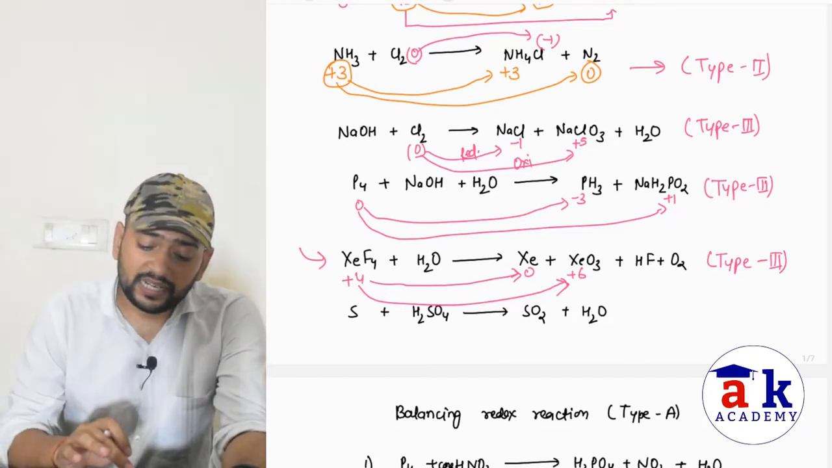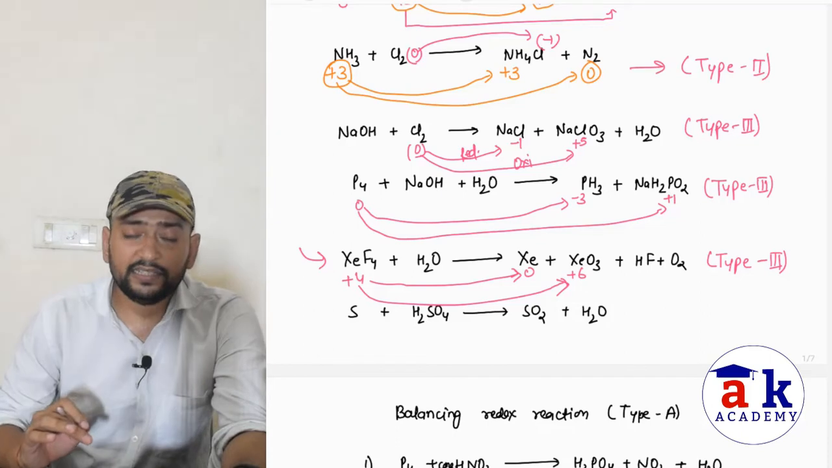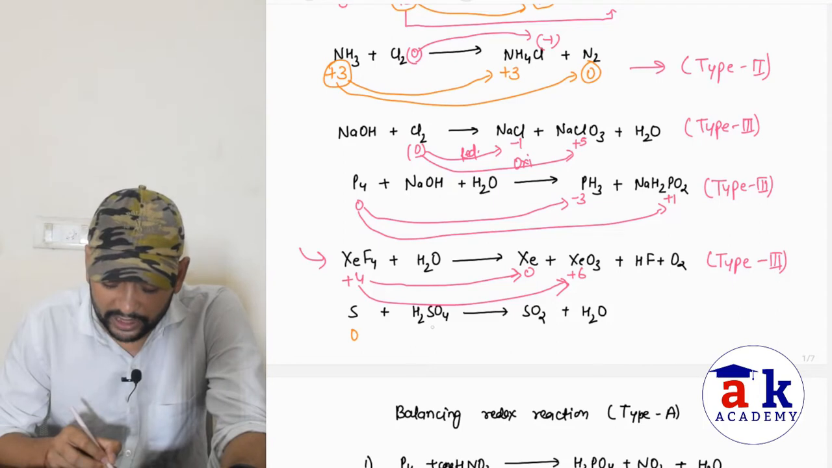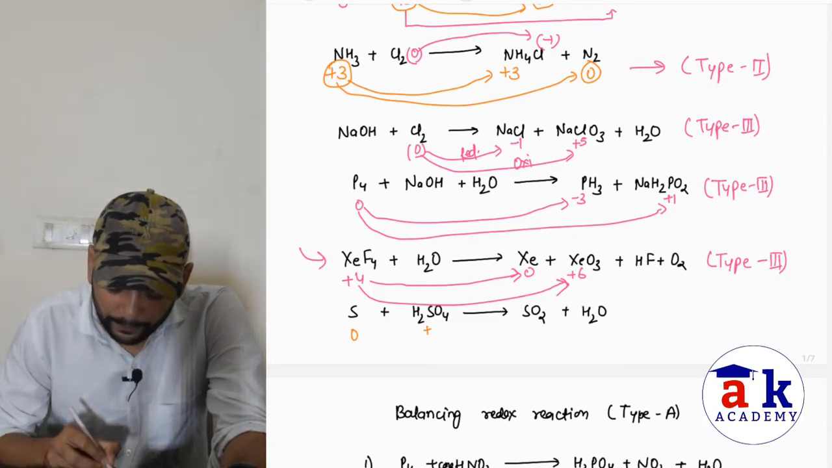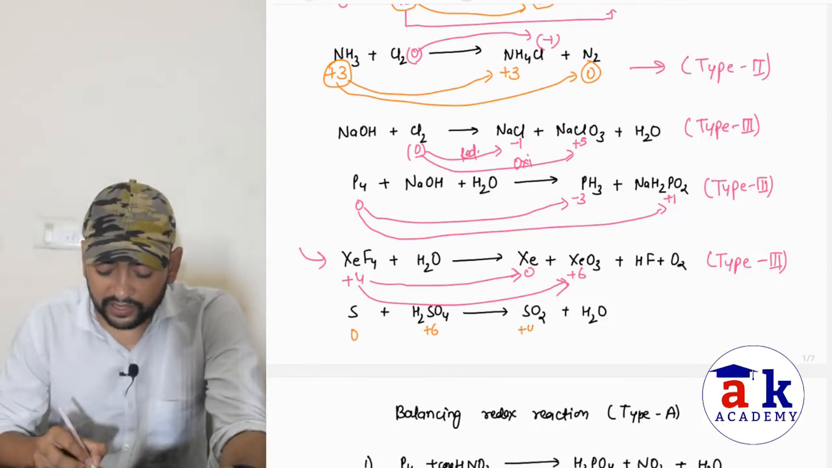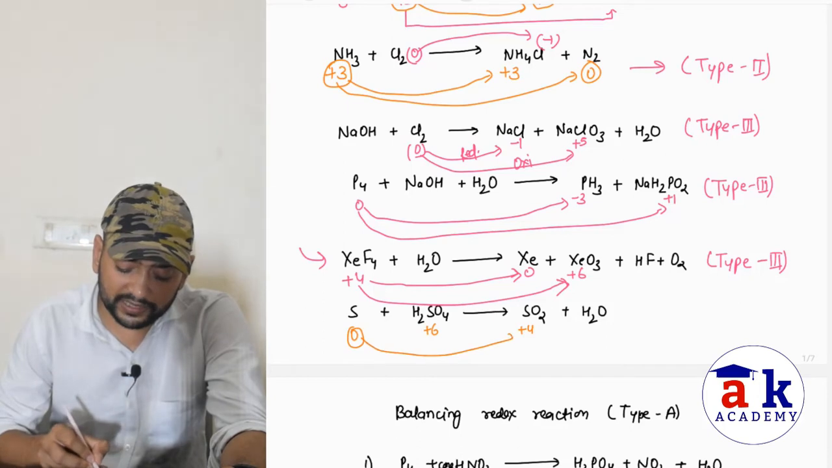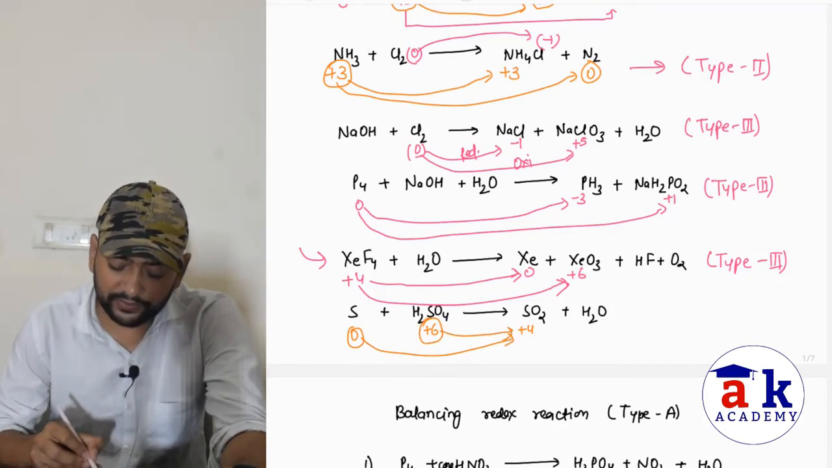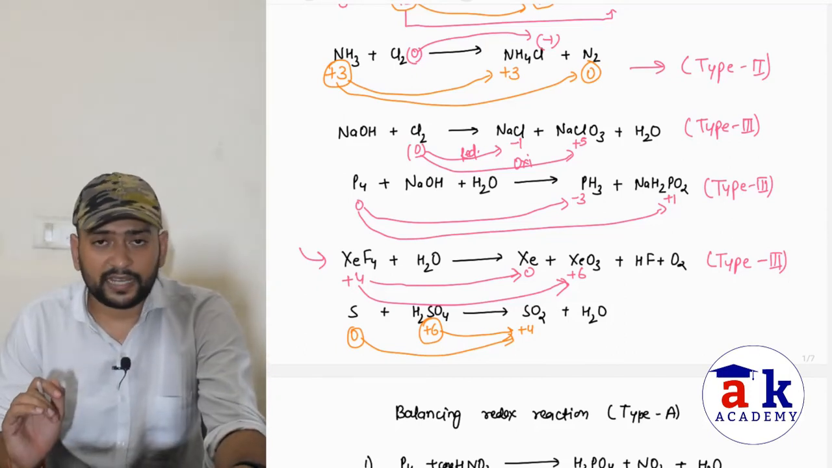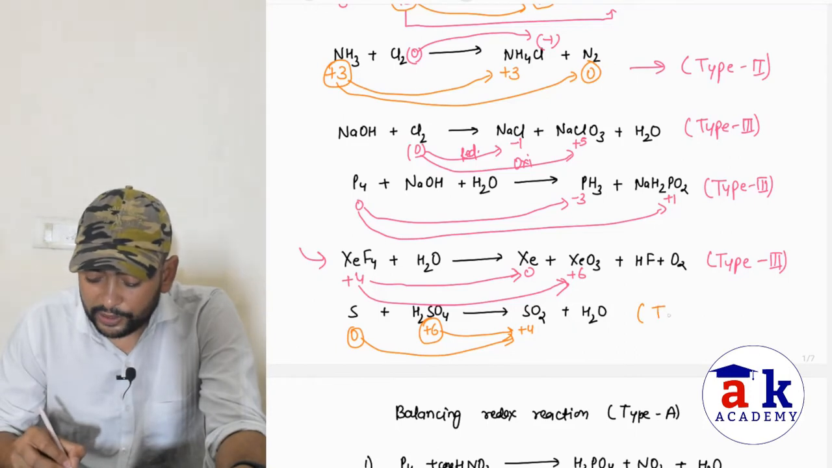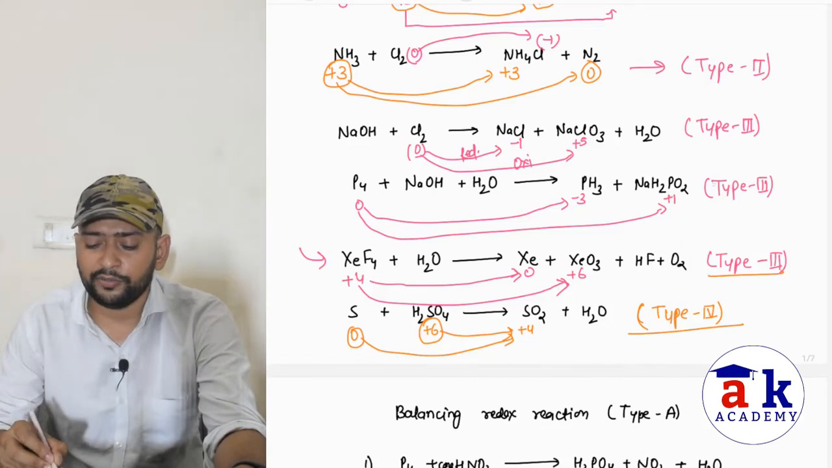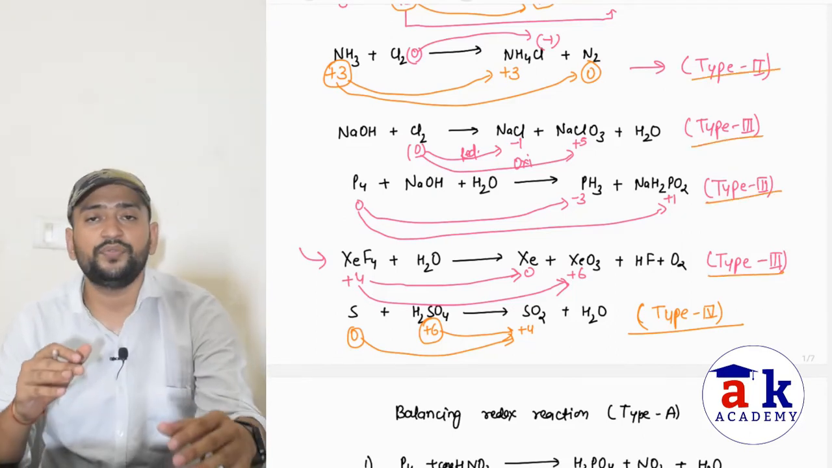Now let us look at the last one. So what is happening in this case? In the last one, what you can observe is that here the oxidation state of sulfur is 0, and here the oxidation state of sulfur is plus 6. What is happening here is the oxidation state of sulfur is plus 4, from 0 to plus 4 and from plus 6 to plus 4. So this is just the reverse of a disproportionation reaction, right? Such kind of reaction you can call a type 4 reaction. So we will learn how to balance these type 1, 2, 3, 4 reactions.